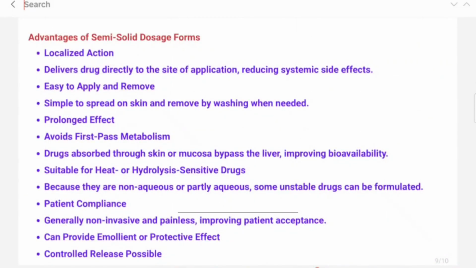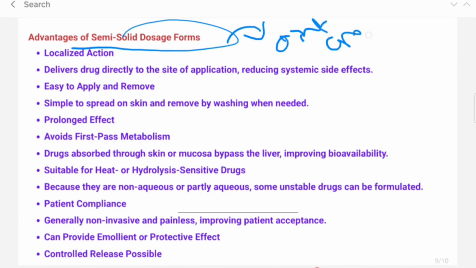There are some advantages of semi-solid dosage form. Examples for semi-solid dosage forms, as you know, are ointments, creams, and gels. All these are semi-solid dosage forms, because the physical form is semi-solid. Then what are the advantages? We can achieve localized action. Localized action means wherever the need of the drug is there, at that particular part only we can easily apply.